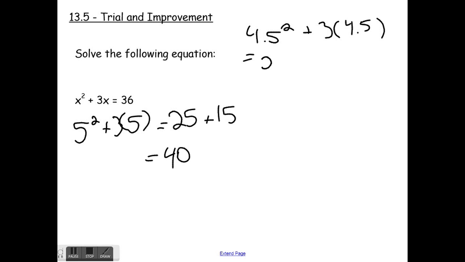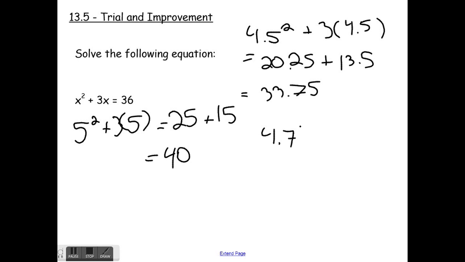So 4.5 squared is 20.25 plus 13.5. So that gives me 33.75. So we're getting closer, but not there yet. So we keep trying numbers. I'm going to skip to 4.7 just to save us some time here.